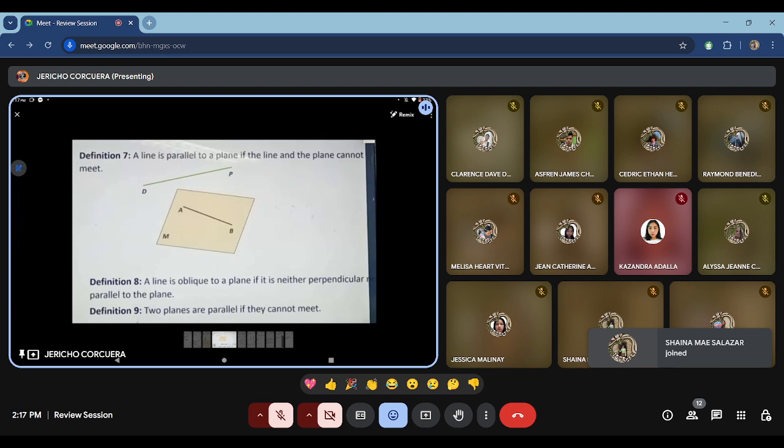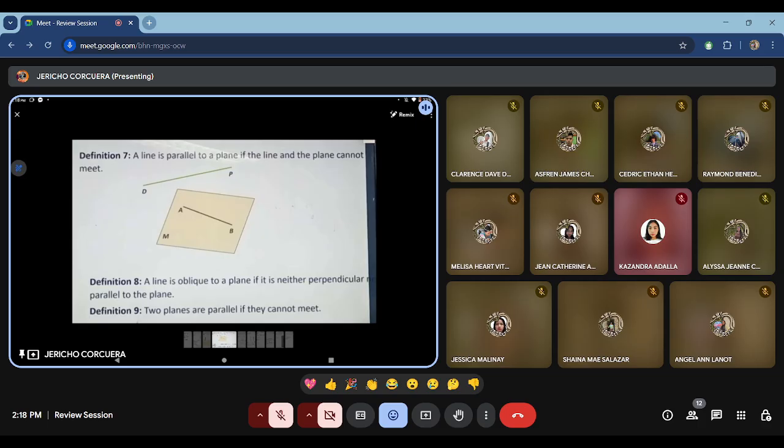A line is oblique to a plane if it is neither perpendicular nor parallel to the plane. If you can see that line DP is not perpendicular to plane M. So definition 9, two planes are parallel if they cannot meet. You can see na pantay siya. Ibig sabihin nun, parallel. Ganon din kung sa lines may parallel. Ganon din sa planes. So definition 7, a line is parallel to a plane. Ibig sabihin, hindi sila tatagpo.